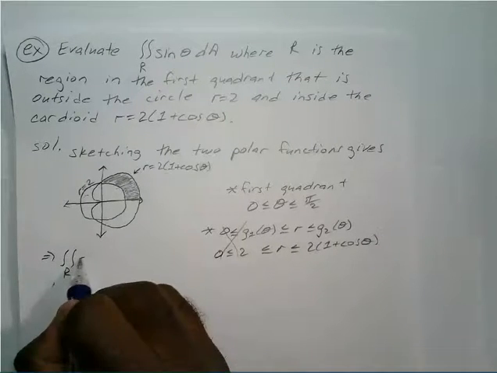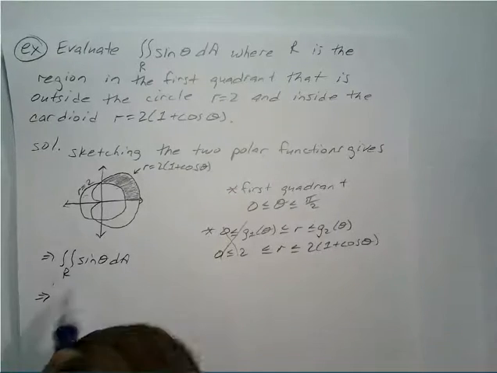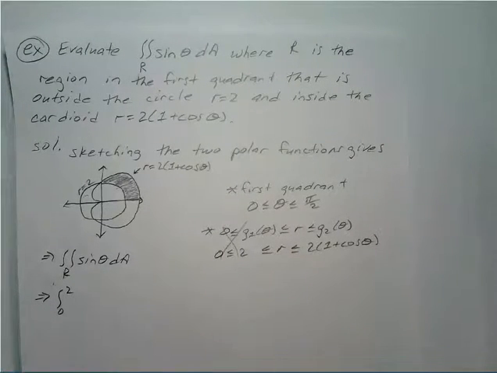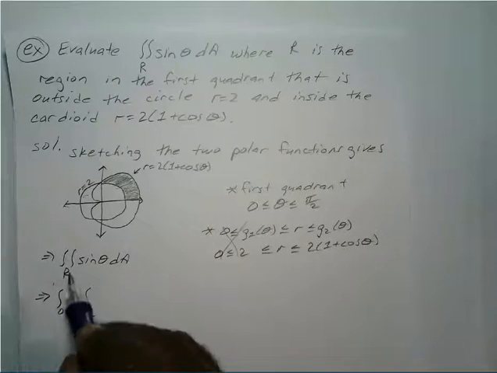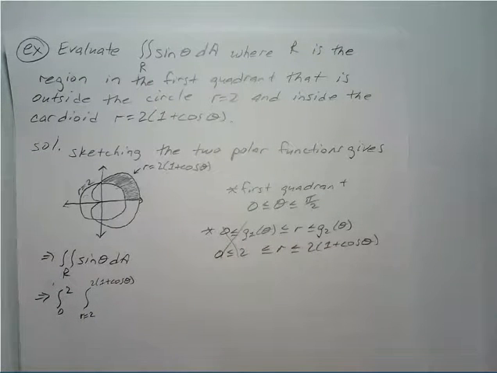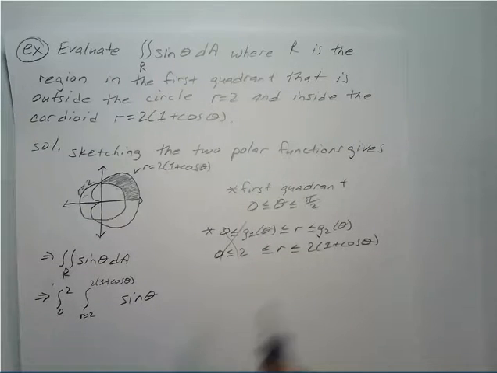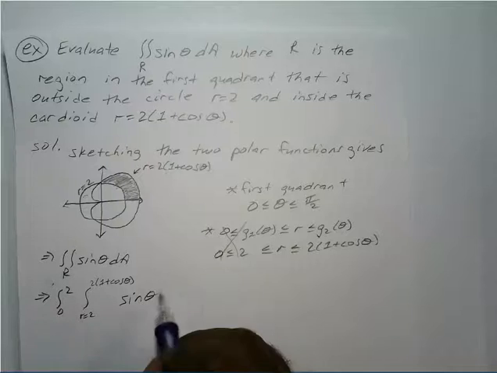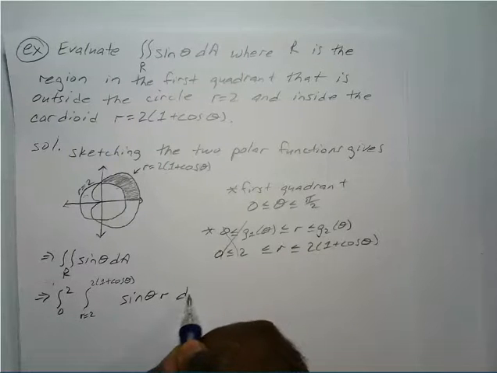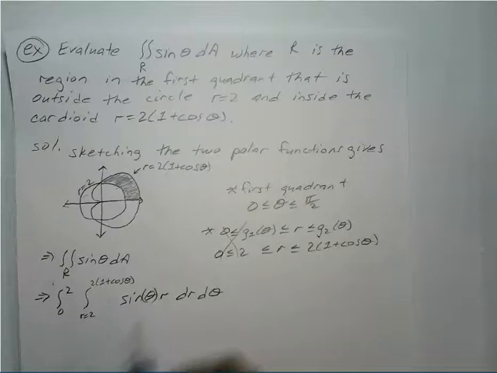So our double integral of sine of theta will end up being the integral from 0 to 2, and the integral from, remember that's r equals 2 to r equals 2 times 1 plus cosine of theta. And that's sine of theta. Remember, it was also times r in our formula. That's dr d theta. If you want, you can put the r in front, or you can leave it right there. Completely up to you.